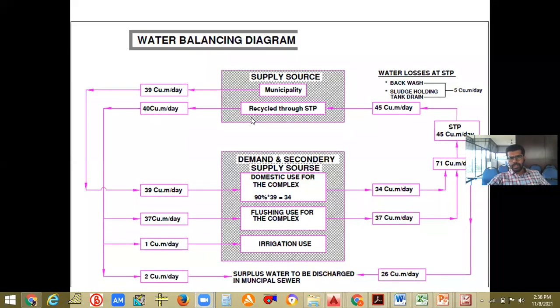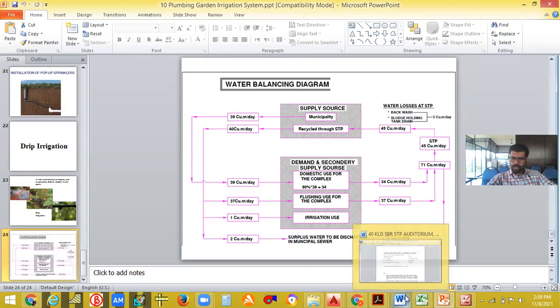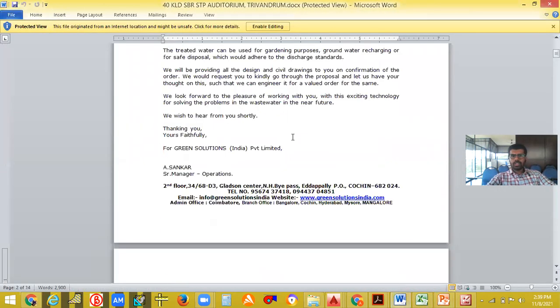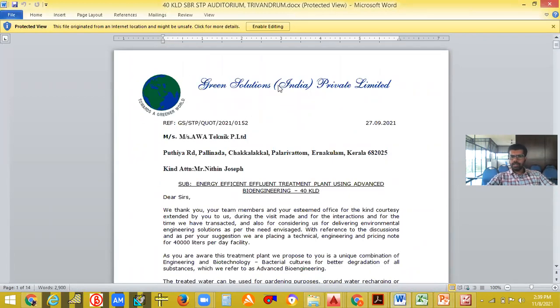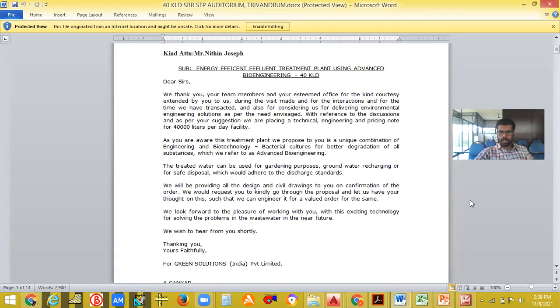So I will show you a quotation where I was having a project. Okay, I was having an auditorium project in Trivandrum, in Kerala. So I asked them and I called them, and they have given it. Okay, so initially they will give it like this only, from their company. Okay, the Green Solutions India. And our address and my name are here. All those things they will give, and the initial note will be given. This is just for your idea, just to understand how a quotation will look, okay?